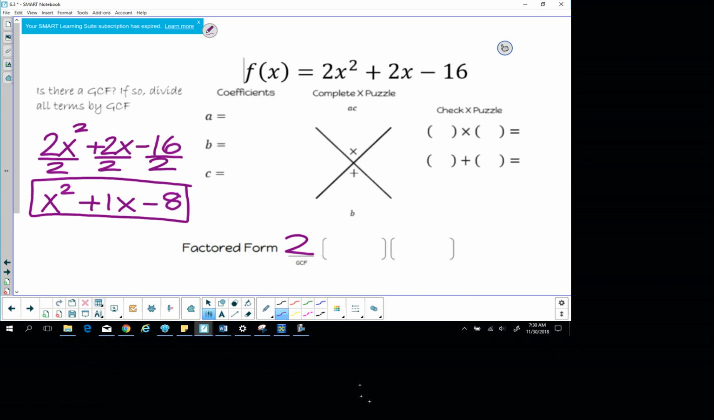Then I start the same process as you've been doing. So now I'm always looking at this one. What's your A here? 1. Your B? 1. Your C? -8. Beautiful. So now we're doing, okay, 1 times -8. What is 1 times -8? -8. Good. We're multiplying to -8. And we're adding to what number? 1.